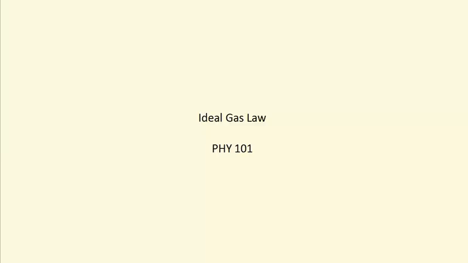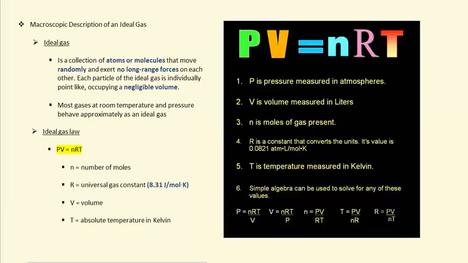In today's video, we'll learn about the ideal gas law. Before we learn about the ideal gas law, we'll have to understand what an ideal gas is. An ideal gas is a collection of atoms or molecules that move randomly and exert no long-range forces on each other. Each particle of the ideal gas is individually point-like and occupies an unmeasurable amount of volume, and most gases at room temperature and pressure behave approximately as an ideal gas.